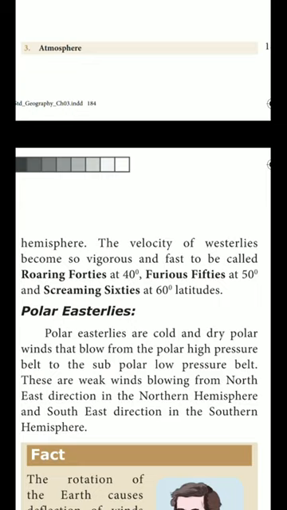There is one question also about this. What do you mean by polar easterlies? Polar easterlies are cold and dry polar winds that blow from the polar high pressure belt to the subpolar low pressure belt. So these winds are considered as weak winds. From where to where was it blowing? From the northeast direction to southeast direction. Where is the northeast direction? It is in the northern hemisphere. Where is the southeast direction? It is in the southern hemisphere. So mostly this polar easterlies wind will blow from northeast direction to southeast direction.